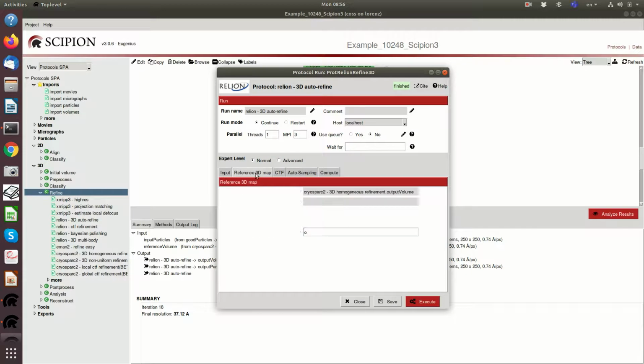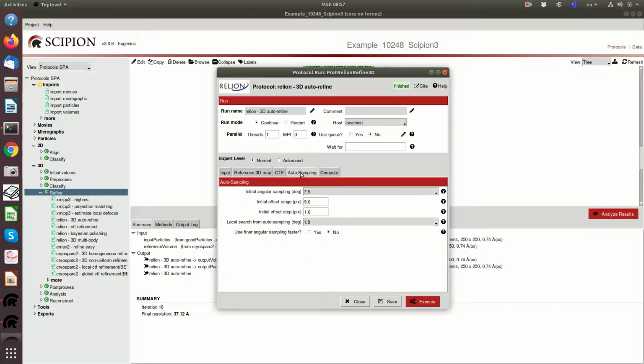So the set of particles, the reference 3D map, the symmetry, and because we trust our previous map, we don't need to filter it much, and that is basically it. And this parameter may be important also if there is a previous alignment. Or you can start with finer angular sampling steps, and when you want to go to very high resolution, then typically you start decreasing this value and this value.